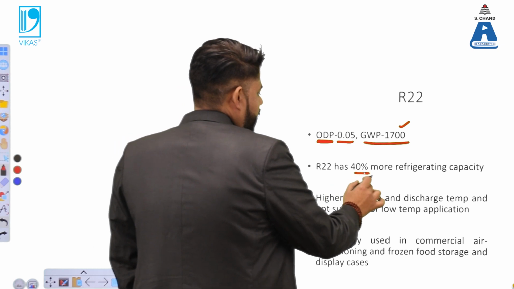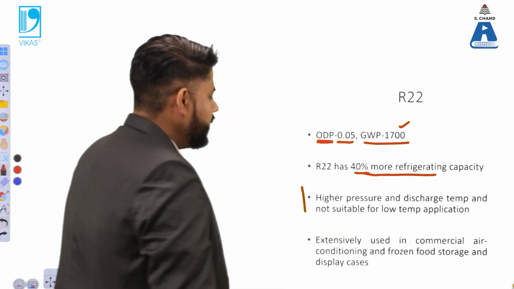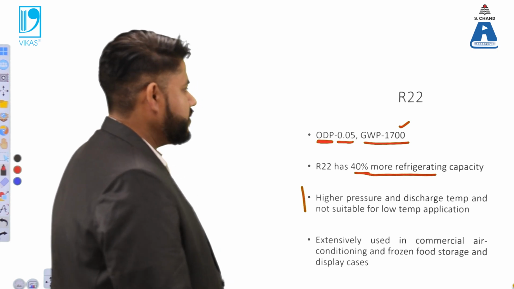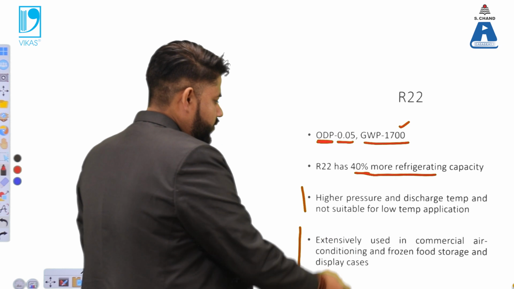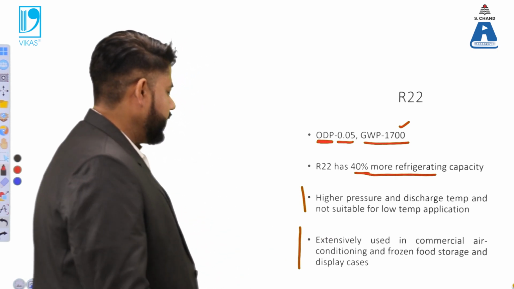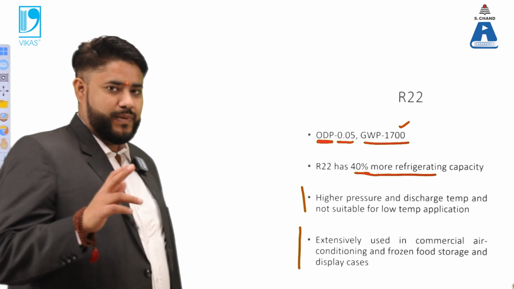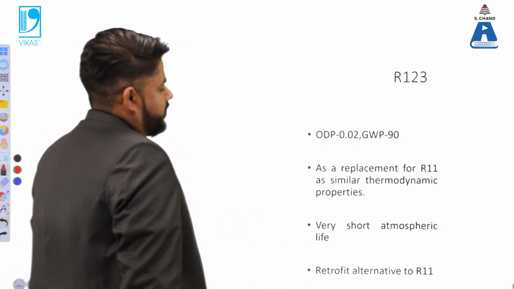So it has 40% more refrigerating capacity, and it has high pressure and discharge temperature, but it is not suitable for low temperature applications. It is extensively used in commercial air conditioning and frozen food storage and those display cases, in the previous times.